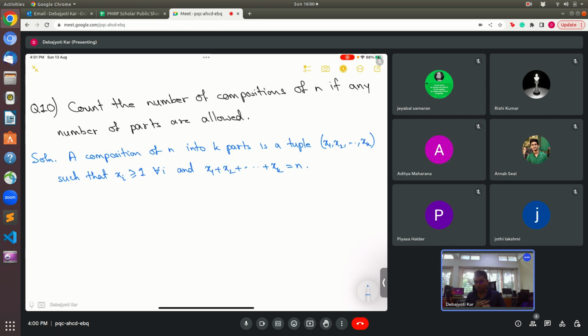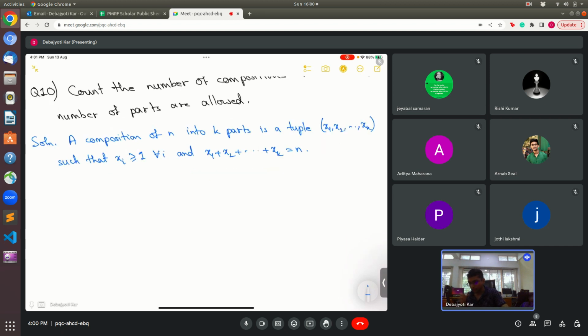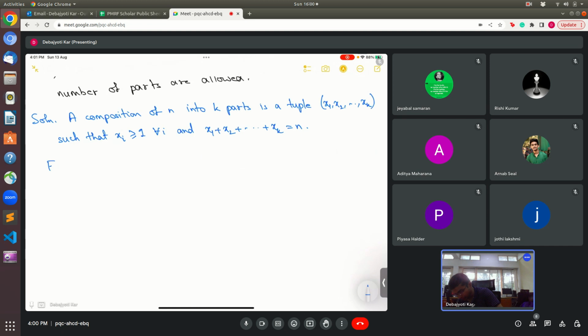So what is the natural thing to do? The natural thing is to, for every possible number of parts, find how many compositions there are. So for some value of k, k can be anything between 1 and n, so fix some value of k. What is the number of compositions of n into k parts?